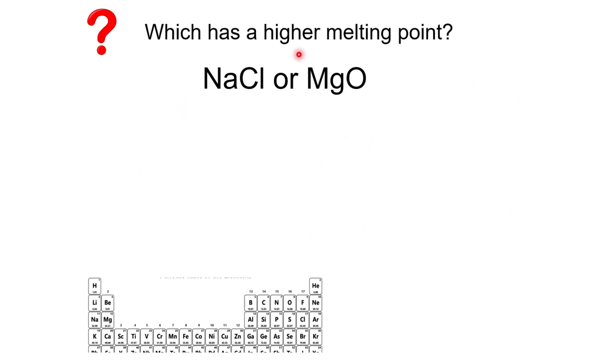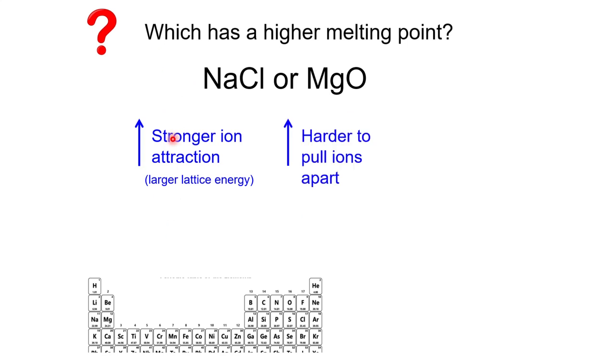So let's predict which would have a higher melting point, sodium chloride or magnesium oxide. Well, we know that we have a higher lattice energy for magnesium oxide because it has +2 and -2 charges versus the +1 and -1 charge. And if the lattice energy is higher, then we would predict that the melting point would be higher for magnesium oxide. So as the ion attraction gets stronger, it's harder to pull the ions apart, and you'll have a higher melting point. And this is in fact what we see. The melting point for sodium chloride is 801, and for magnesium oxide, it's 2852.